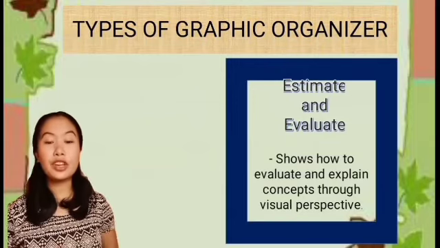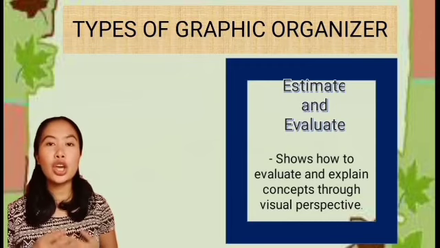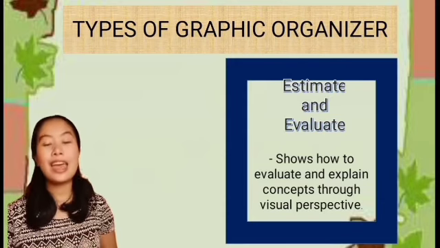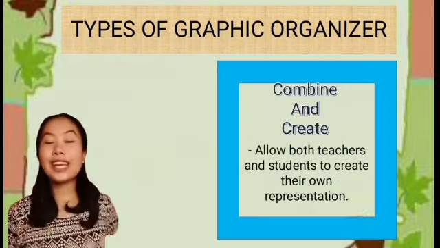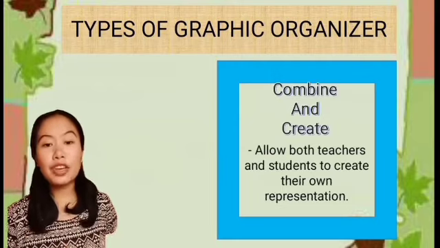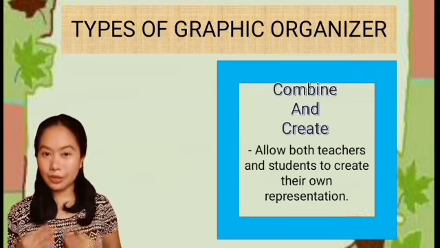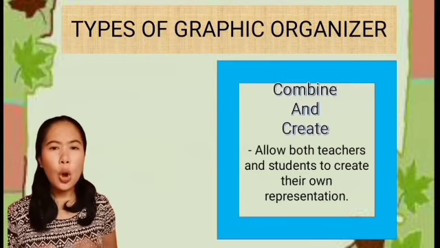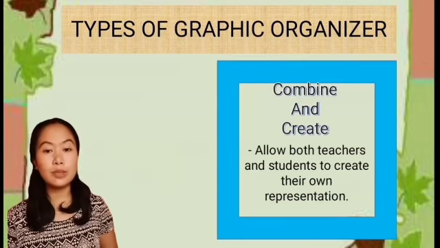The seventh type of graphic organizer is estimate and evaluate. This type of graphic organizer shows how to evaluate and explain concepts through visual perspective. An example of this kind of graphic organizer is a bar and a pie graph. The last type of graphic organizer is combine and create. This kind of graphic organizer allows both teachers and students to construct their own representation. It also gives them freedom to create their own graphic organizer, or they can simply combine two or more graphic organizers that were mentioned earlier.